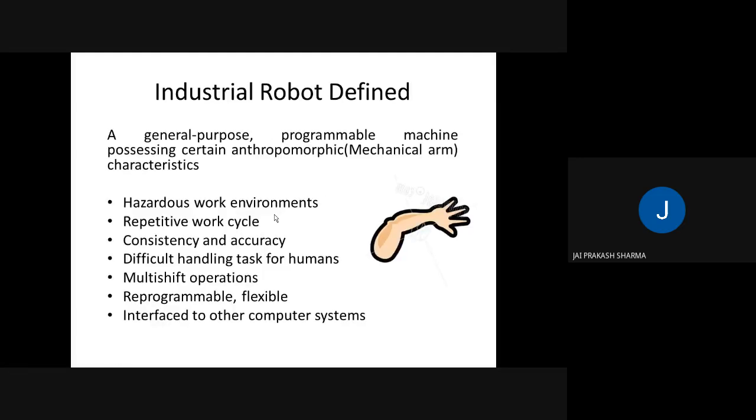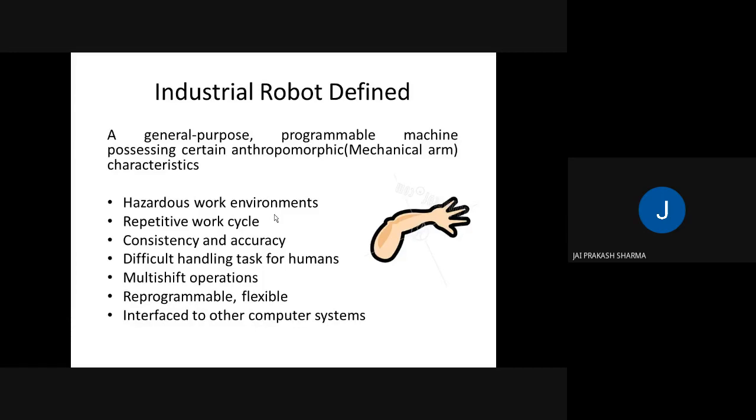So with the introduction, as per the definition, a robot is a general purpose programmable machine which performs certain anthropomorphic characteristics. The basic idea behind developing these robots is to perform several operations that may be hazardous to us, that may be repetitive for every person. Suppose an operation is to be performed for 1,000 cycles, with the help of a robotic arm we can perform the same operation at a better accuracy and at a faster rate, for consistency and accuracy, which is the major objective for creating these robotic arms.